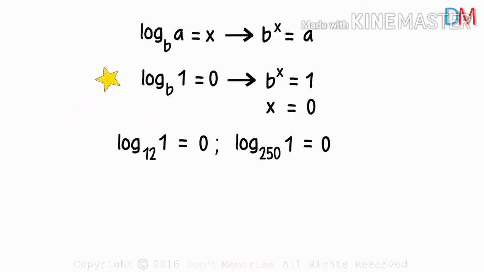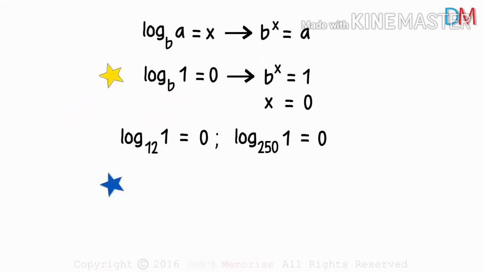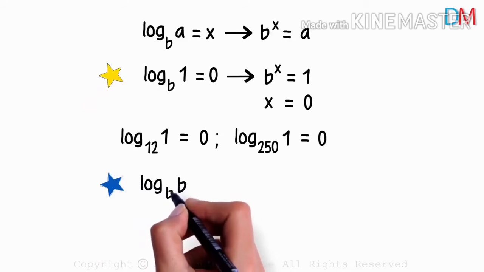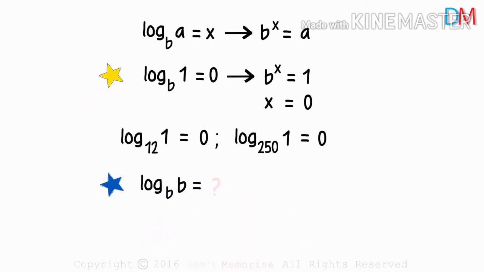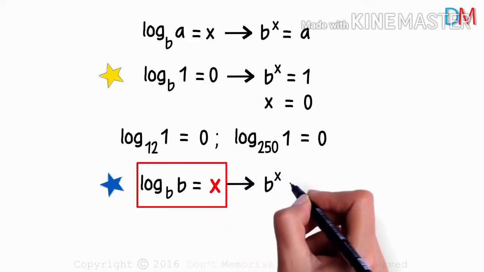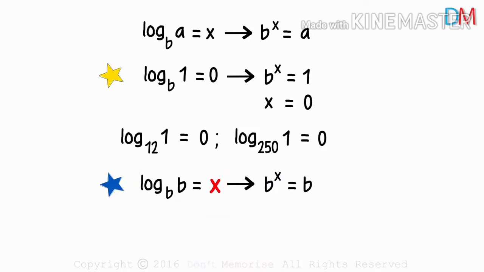Now let's move on to the second property. What will be the value of log of b to the base b? Give it a shot. Assume that it equals x. So in the exponential form, it can be written as b raised to x is equal to b. What will be the value of x here? Come on, it's easy. B to the power 1 will equal b. X will be equal to 1.